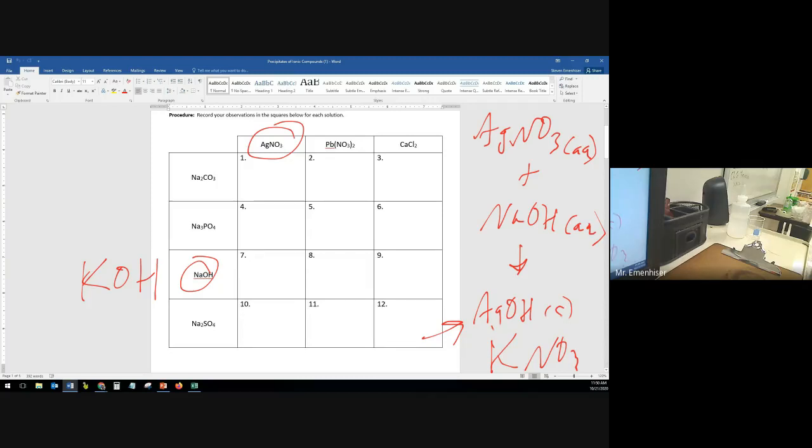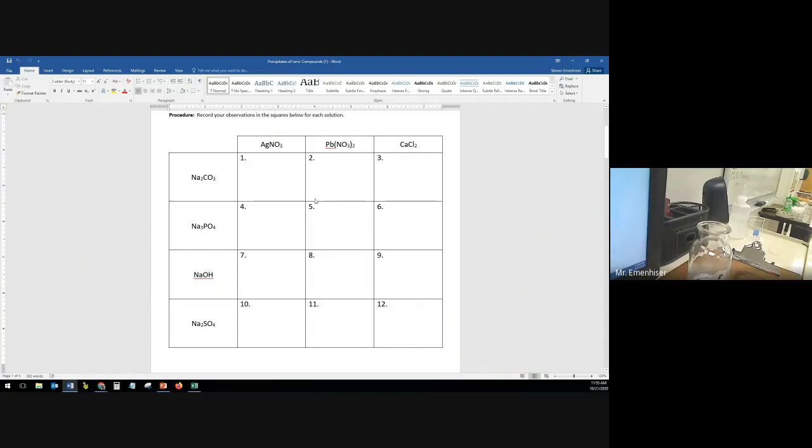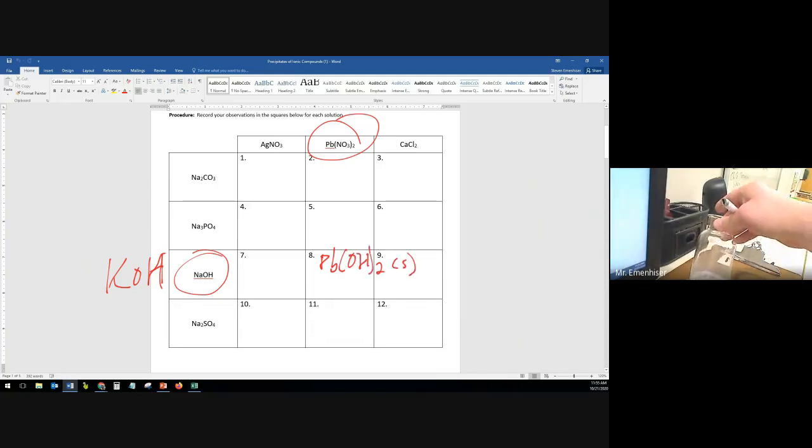Okay, for the next ones, I'm just going to show you guys what we ended up with, just for time. So here's number 8. Number 8 was lead 2 nitrate and potassium hydroxide. And so what we ended up making is Pb(OH)2, which is a solid. And so that's that white solid in there, lead hydroxide. And then we also have potassium nitrate in solution. So that's what we got with this one.